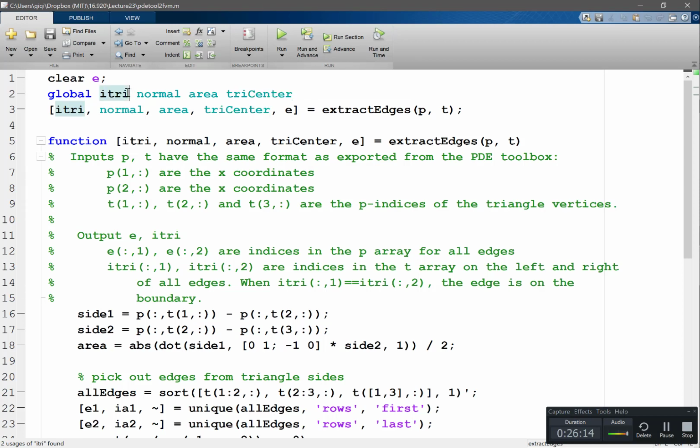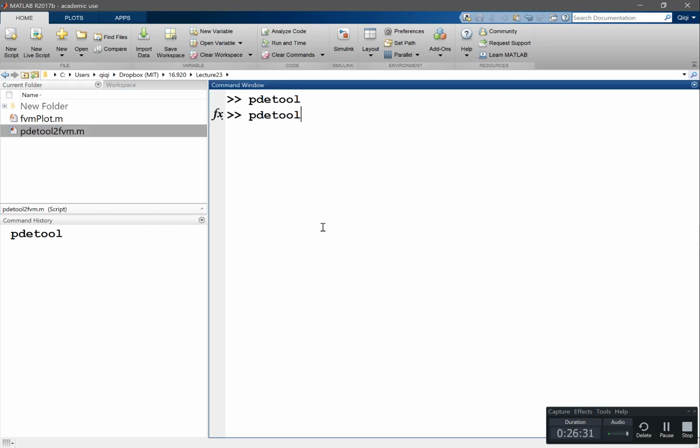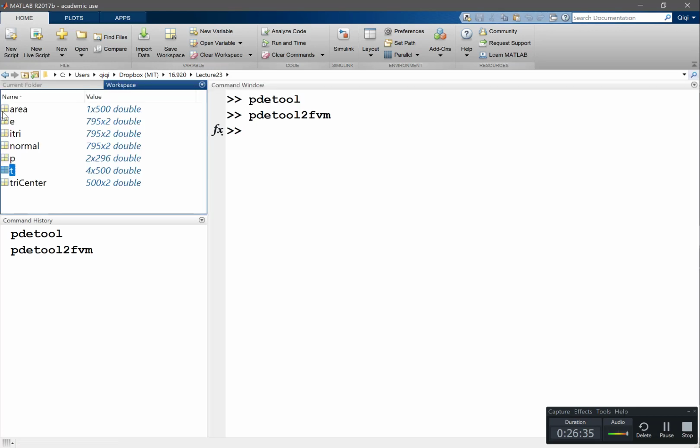So for example, I have the I_tri, which is which triangle is on the left and right side of every edge interface, the normal vector of every interface, and also the area of every triangle. So these are the 3 numbers we'll need. So we'll call this, and basically it populates the workspace with some additional variables we're going to use in our finite volume code.